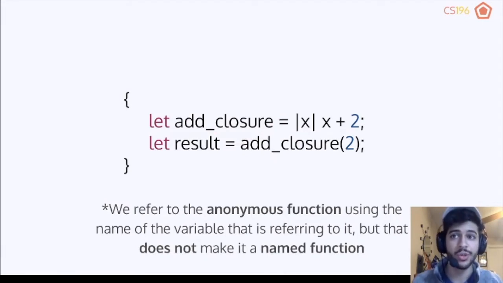We refer to this anonymous function using the name of the variable that is referring to it, but that does not mean that this is a named function. This is still an anonymous function. This is a closure, right? So a little bit weird to think about, but just understand that just because we're assigning it to a variable name, that doesn't mean that this is not an anonymous function. And we call it just like any normal function would, right? You put in parentheses in your input, and that's that.